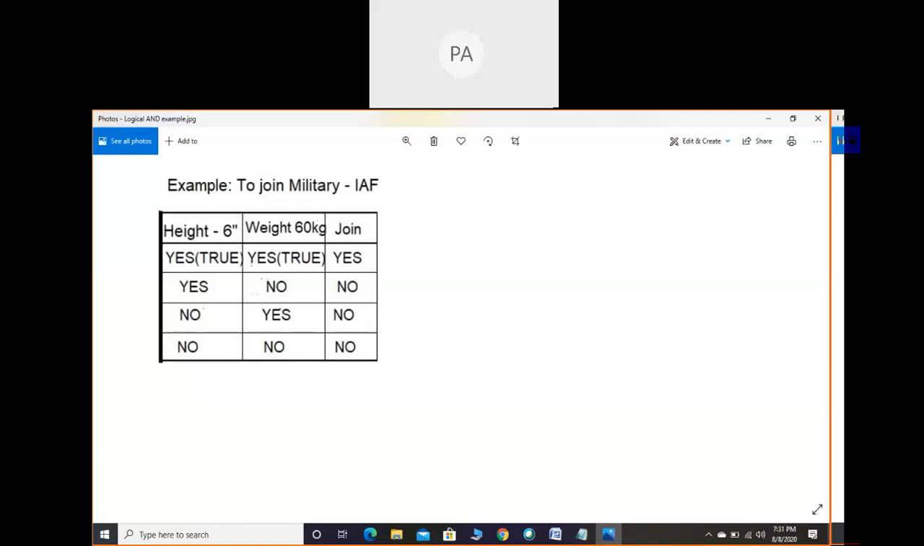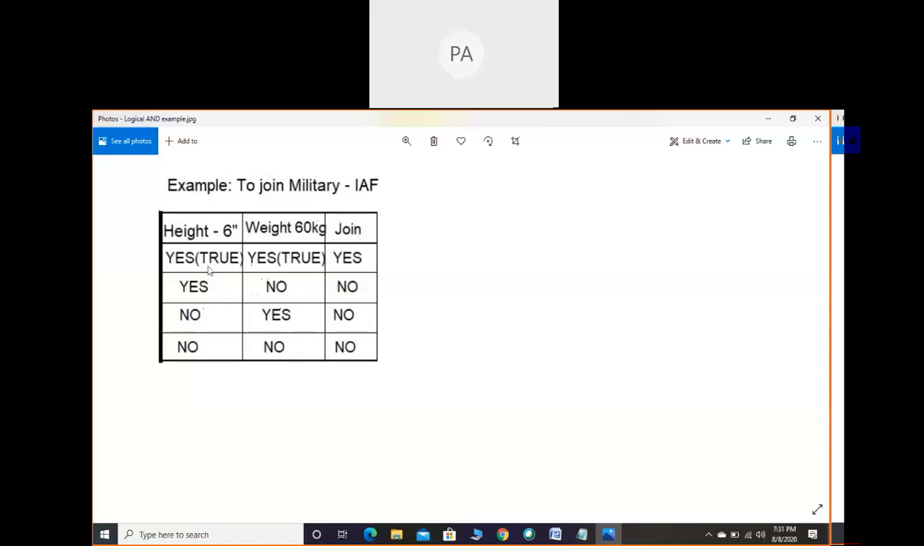For example, if we consider joining the military, Indian military or any country's military, we will take the Indian Navy or Air Force or Army, anything. If you consider the IAF, the Indian Air Force, just assumptions. If a person wants to join the Indian Air Force, and they keep the conditions like he or she should be of height 6 feet, and weight 60 kg. If both are okay, then only you can join. If that is the rule, you just write the possibilities.